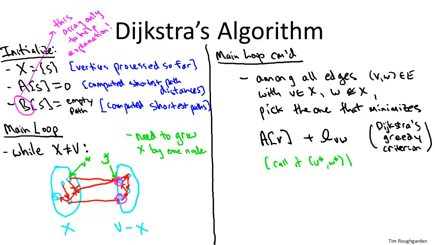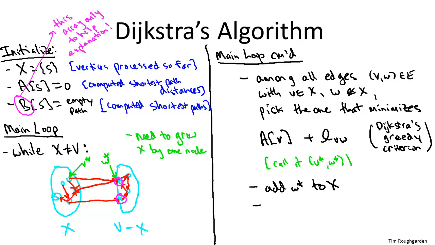So this edge V star W star is going to do wonders for us. It will guide us to the vertex that we should add to X next. That's going to be W star. It's going to tell us how we should compute the shortest path distance to W star, as well as what the actual shortest path from S to W star is. Specifically, in this iteration of the while loop, after we've chosen this edge V star W star, we add W star to X. Remember, by definition, W star was previously not in capital X, so we're making progress by adding it to X. That's one more vertex in X.